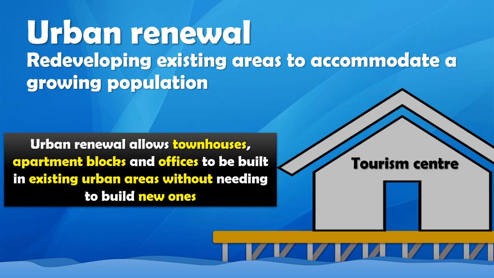So urban renewal allows townhouses, apartment blocks, and offices to be built in existing urban areas without needing to build new ones. So now, the disadvantage of suburbanization, that it takes a long time to build the schools, is solved. Just use the existing buildings and spend a little bit of time to renovate them into the school, into the shops, into the McDonald's, into all that stuff you need. So urban renewal is good in that sense.